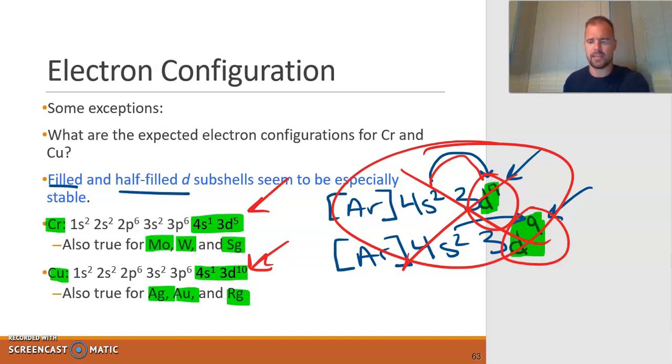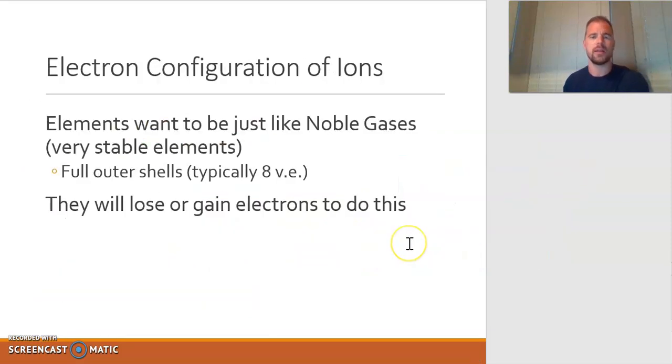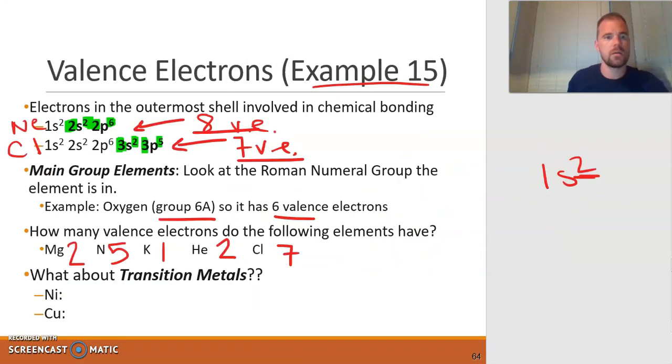If we were to look at the electron configuration for these elements, let me write them out real quick. Nickel would be, referencing argon, 4s2 and 3d8. Well, what's the highest energy level? It's 4, right? 3 is not further out than 4. 4 is the outermost energy level, so there's only 2 electrons there.